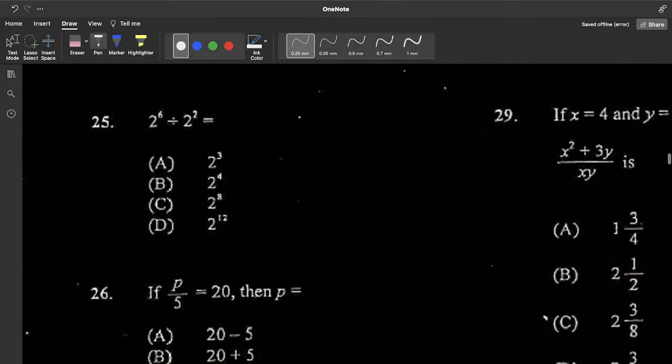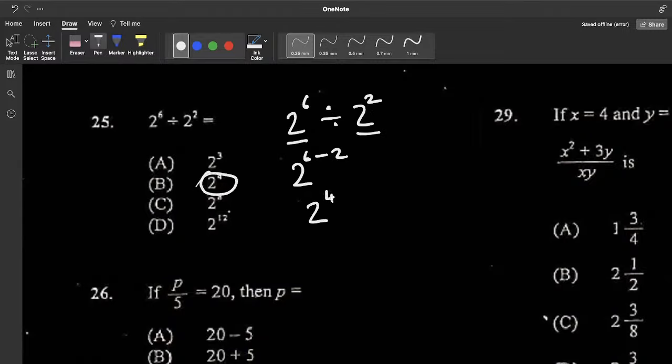Alright, so here we look like we have 2 to the power of 6 divided by 2 to the power of 2. Now, if you have a division with the same base, the base stays the same. So we'd have 2, and since we have 6 here, we would say 6 minus 2. Whenever we're dividing with the same base, we can subtract the powers. So then it's going to be 2 to the power of 4, which is this one here.